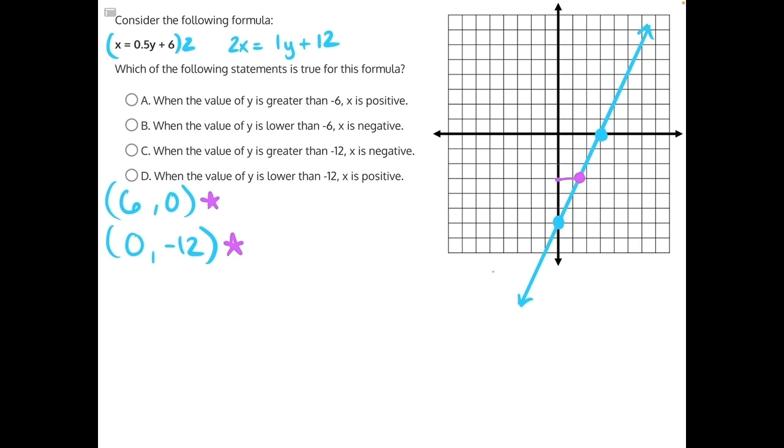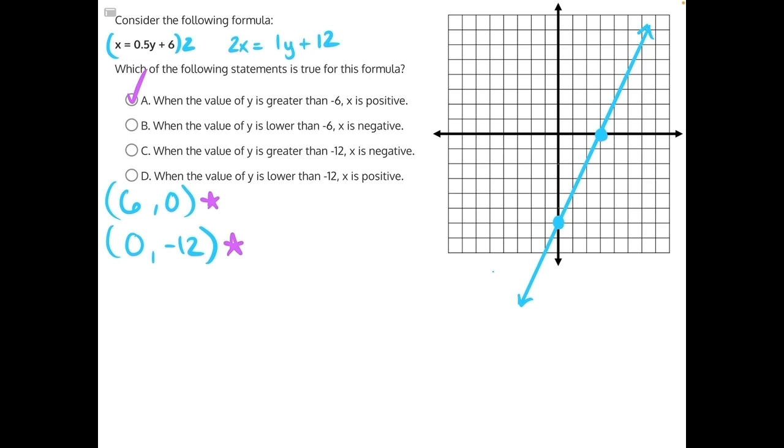When y is greater than negative 6, x is positive. So greater in the y direction is going straight up like this, so that will cover all of these values here. And all of these values are extending into positive infinity for the x-axis. All of these values are on the right-hand side of the y-axis, which means x will always stay positive, and answer choice A is correct. At that point, you can mark A and move on with the rest of the test, but for the sake of the video, I'll show you why B, C, and D are incorrect.